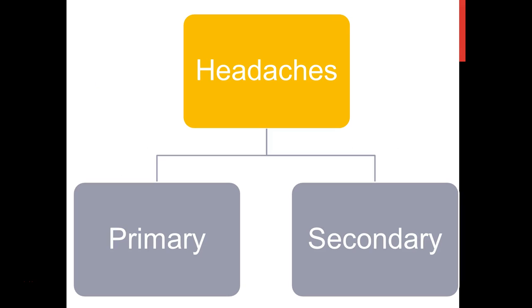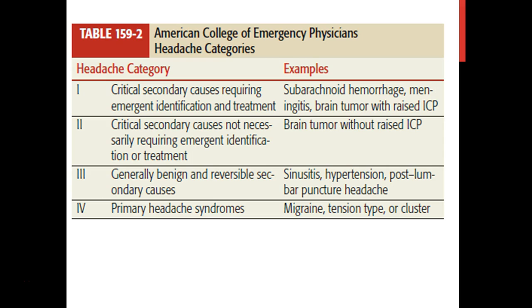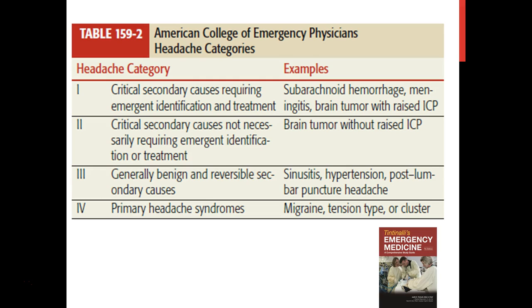Headaches can be divided into two major classes, primary and secondary, each of which then can be subdivided into many other different types of headaches. Another way we can categorize headaches is seen in this chart taken from Tintinelli's Emergency Medicine, which basically breaks headaches down into four different categories.